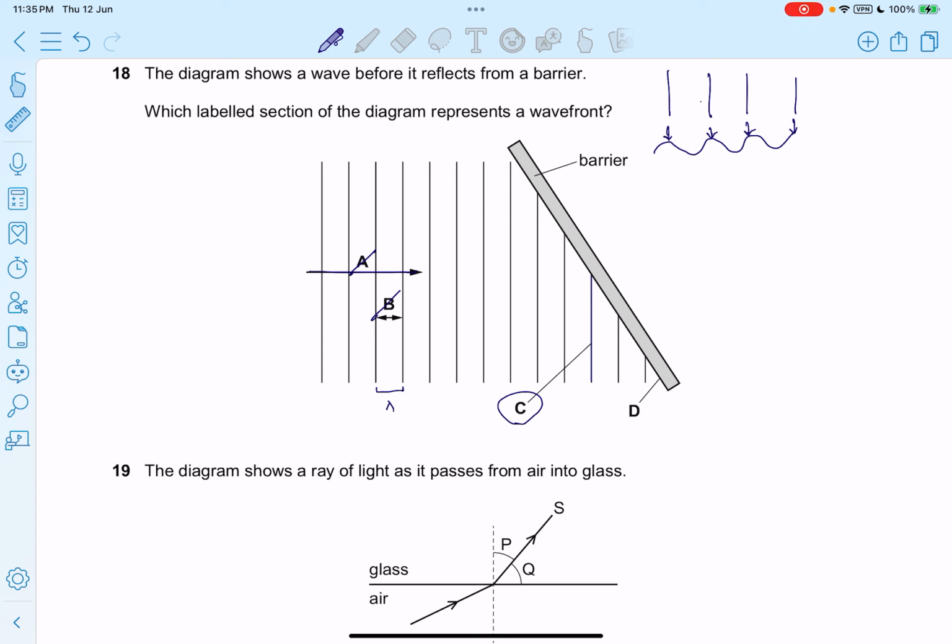So this is the top view, and this is the side view. Just top view and side view. So 18 is C. C is the correct answer. D is just showing the barrier, so D is just wrong.